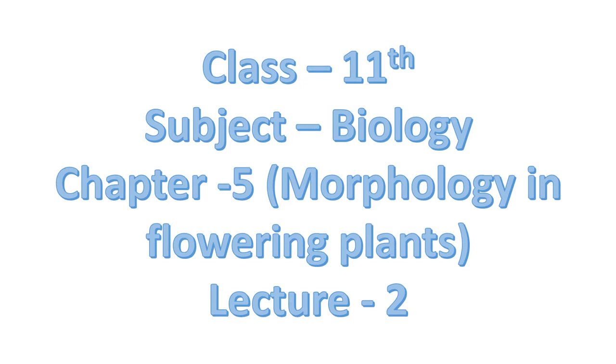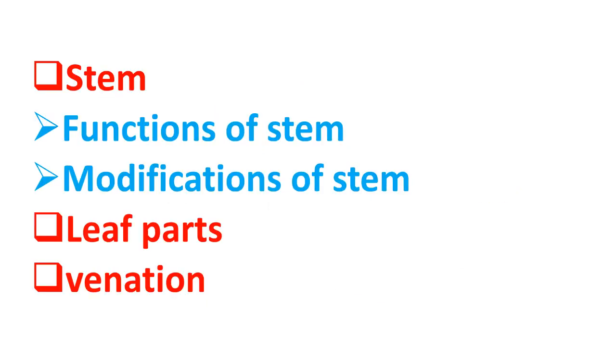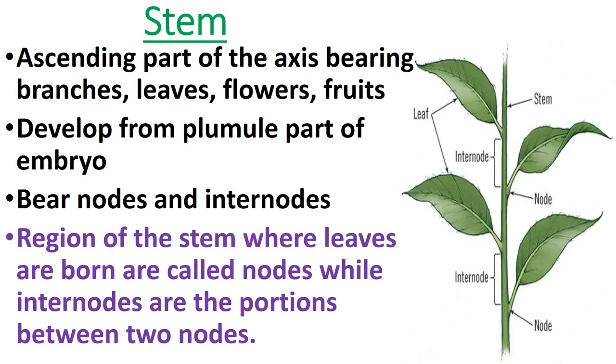This is 11th class biology, chapter 5, morphology in flowering plants, and this is our lecture number 2. In today's lecture, we will discuss the stem, functions of stem and modifications of stem, and after that the leaf parts and venation. Let's start with the stem.